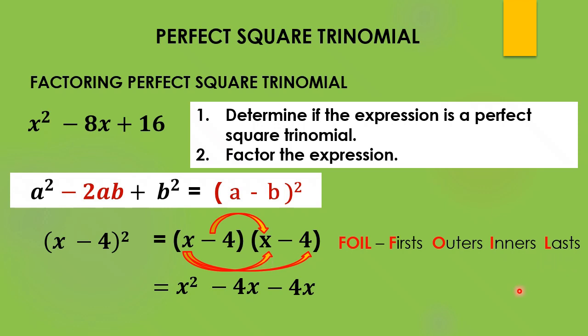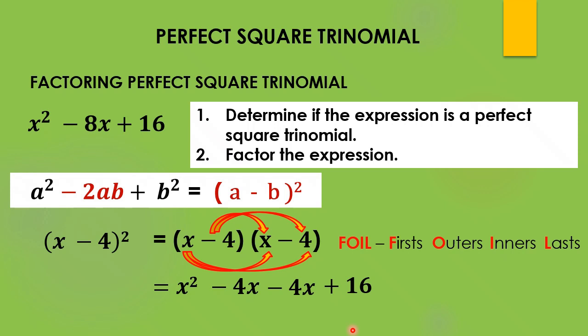And then we're going to multiply the last terms. The last terms in the two binomials are negative 4 and negative 4. So multiply negative 4 times negative 4. Negative times negative is positive. So the sign will be positive 16.